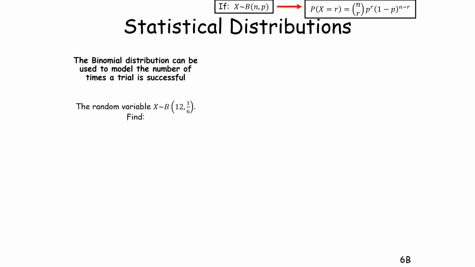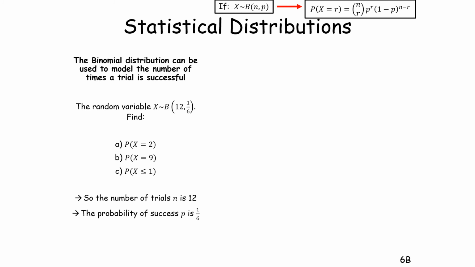Okay, so let's look at this example here. We're told X approximates to a binomial distribution of 12 trials and a 1/6 chance of success. So first, we want to find the probability of X equal to 2, the probability of X equal to 9, and the probability of X less than or equal to 1. So the number of trials is 12. The chance of success is a sixth.